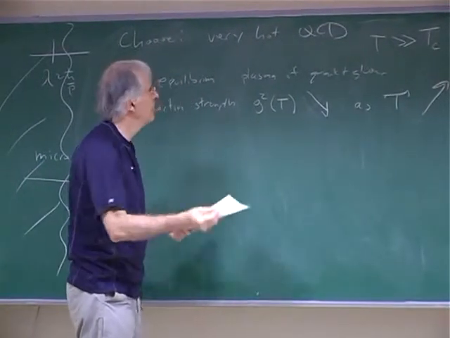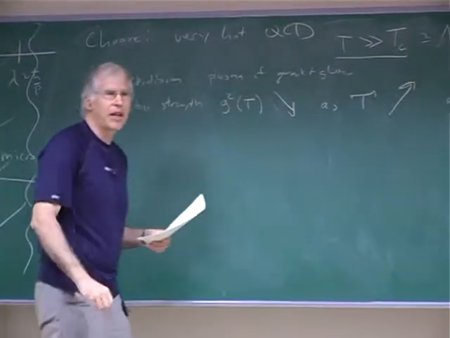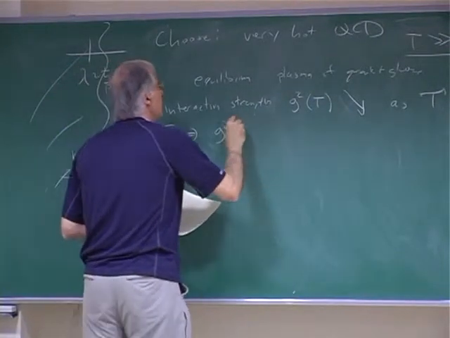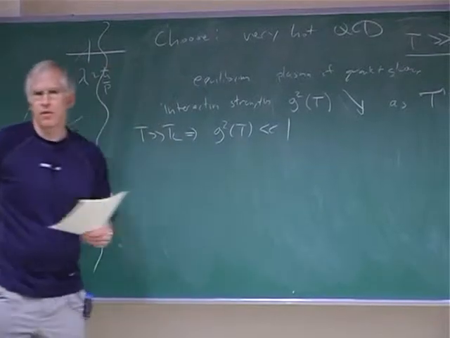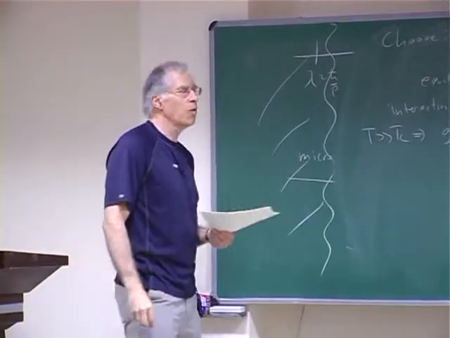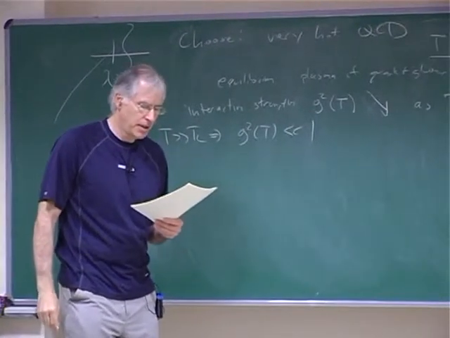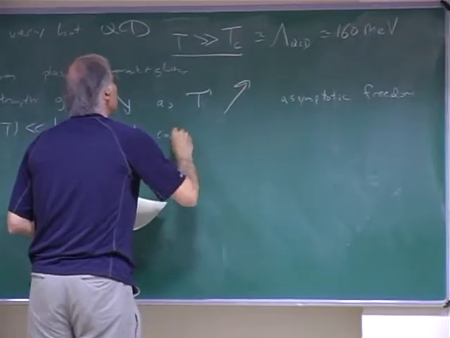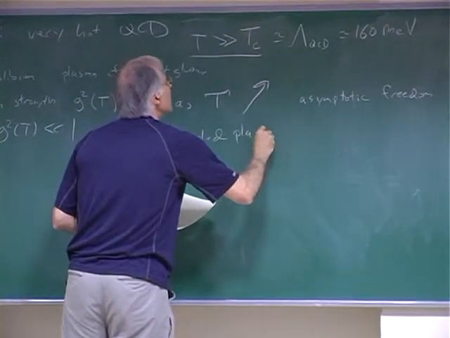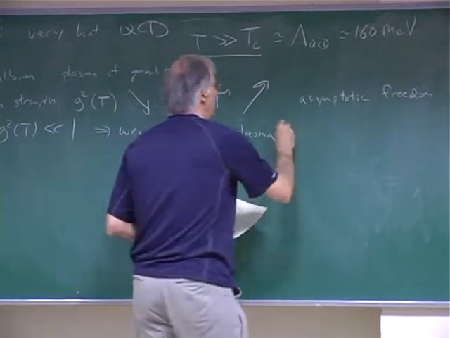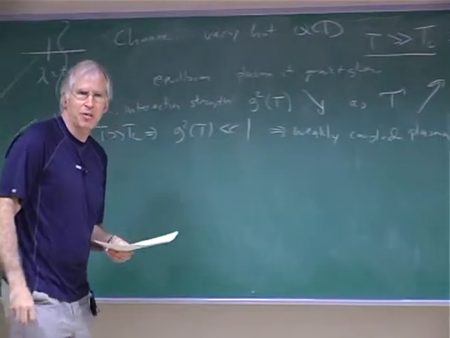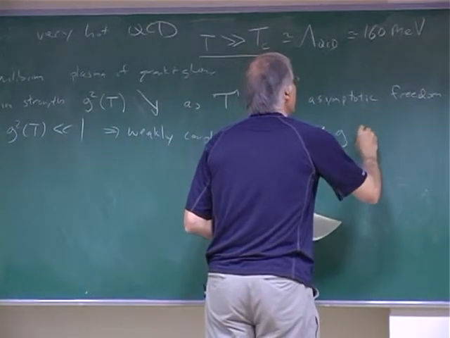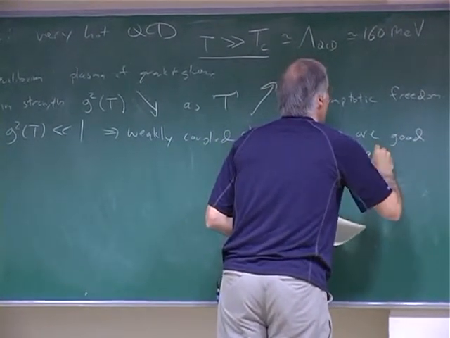Okay, so the whole point of looking at very hot QCD is to say that for sufficiently high temperature, quarks and gluons are weakly interacting. So I have a weakly interacting, or weakly coupled, plasma. And going back to my initial remarks, that's the same thing as saying I have good quasiparticles. Quarks and gluons are good quasiparticles.